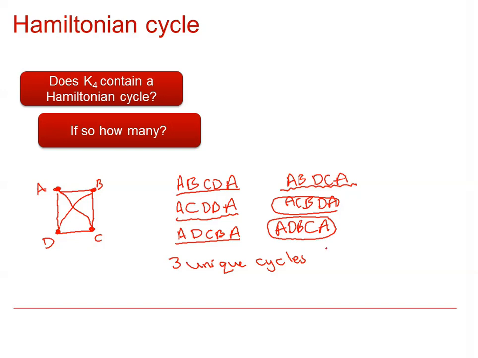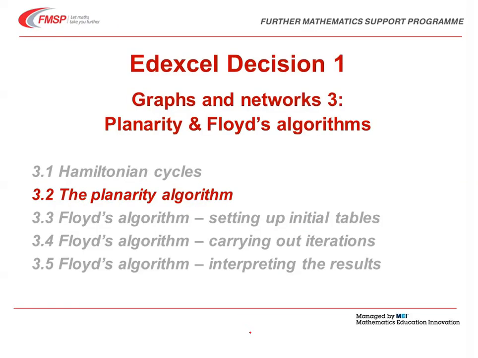We also know that if we started at a different starting point, it wouldn't give us a unique cycle, because the vertices would still be visited in the same order. In fact, all complete graphs have (n minus 1) factorial over 2 unique Hamiltonian cycles. And it might be worth looking that up. Okay, so next session will be on the planarity algorithm.